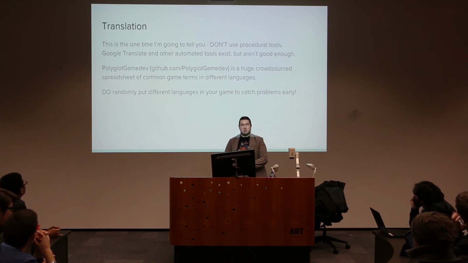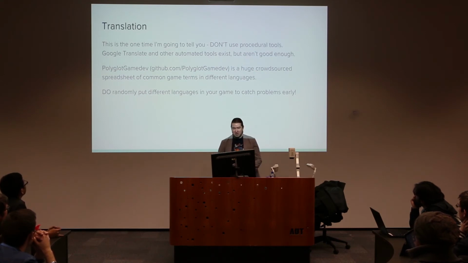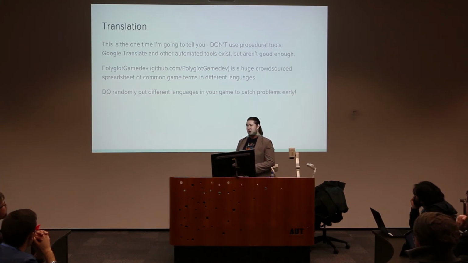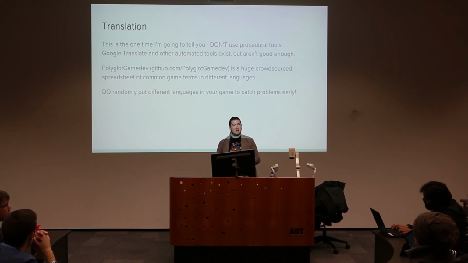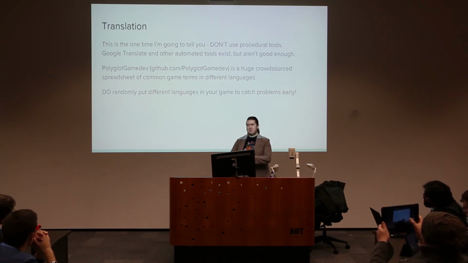Translation is the one thing I am going to tell you never to do. Don't use Google Translate in your games. Please do not use Google Translate in your games. It never does a good enough job. What you should be doing is using something like Tracery to pick a random language. Because, like, you know what the start button in your game is.